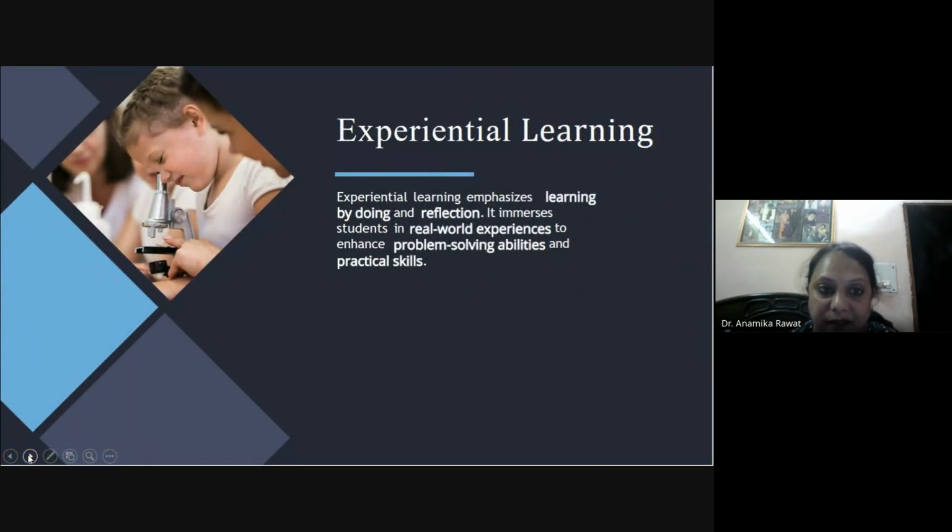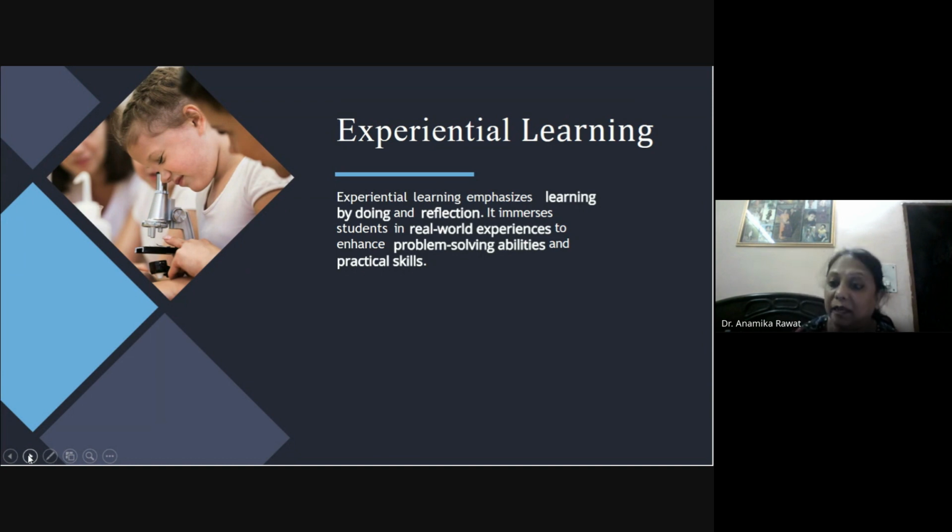Experiential learning. This is a new concept in today's scenario. Everyone has to follow it. What does it mean? What do you mean by experiential learning? I'm not talking about experimental learning. There are two things going on in today's scenario: first, experimental learning, and second, experiential learning.